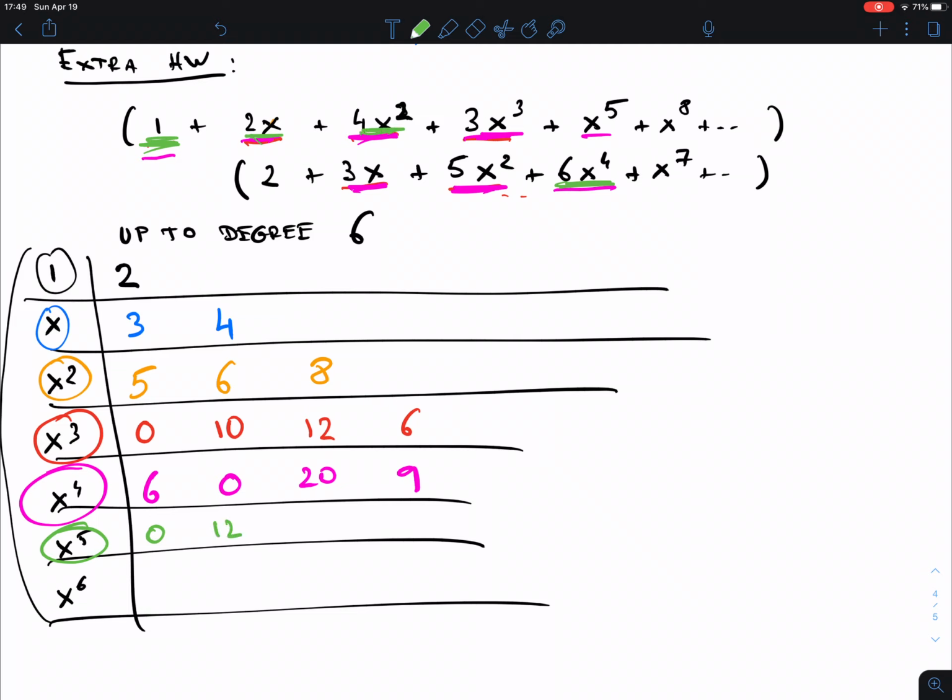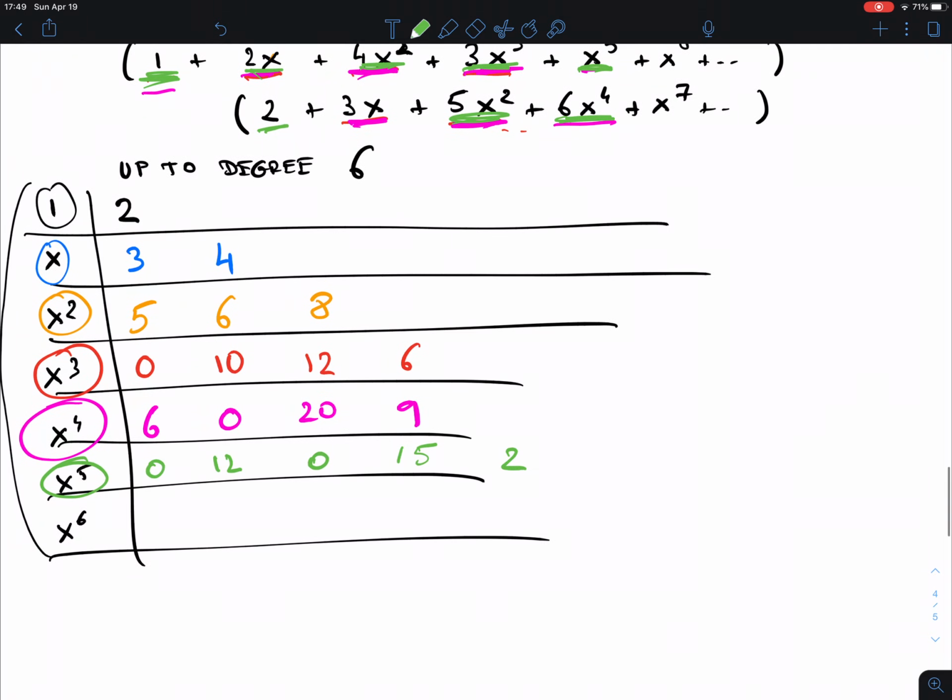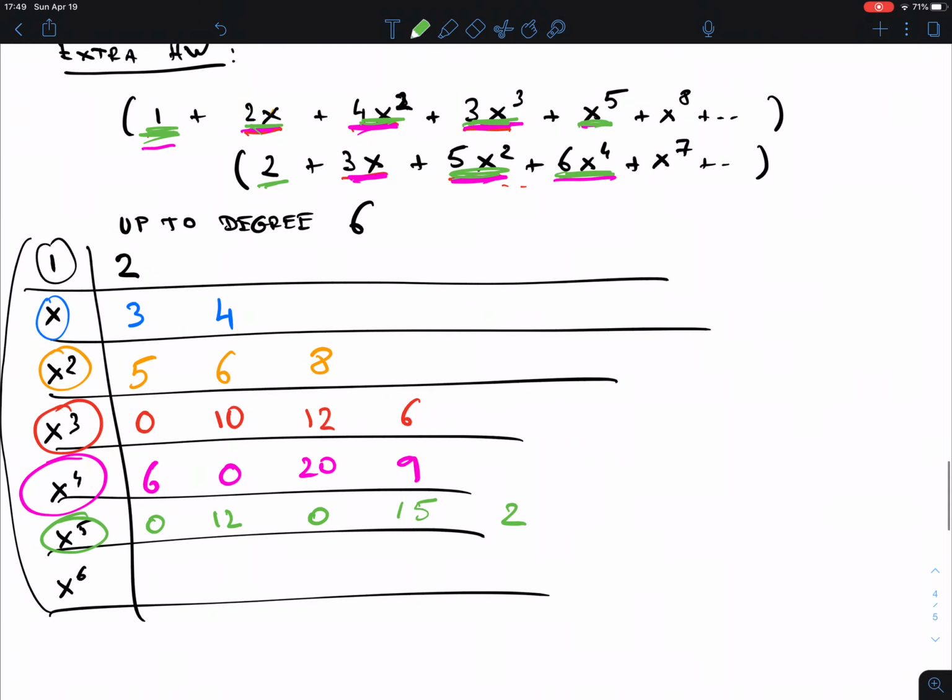X squared. No, I don't have a cube here, right? So nothing. Okay. X cubed. That combines with this square. That's going to give me x to the 5th. And the product of the coefficients is 15. And then x to the 5th, I can multiply with this 2, and I get 2. And that's it, because then we're done.